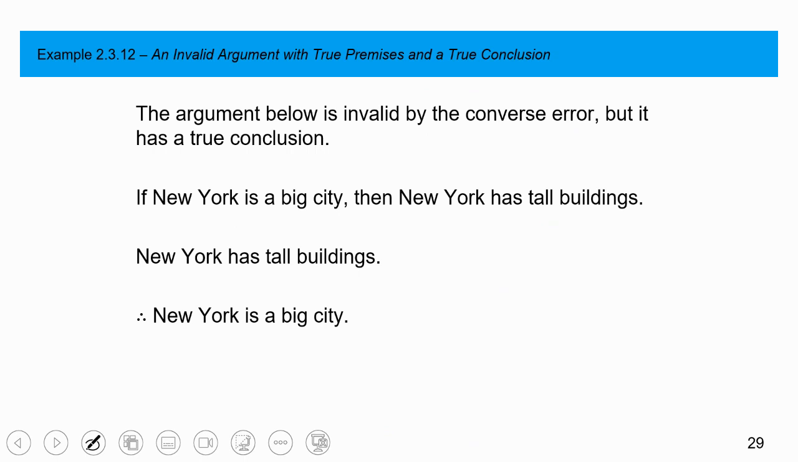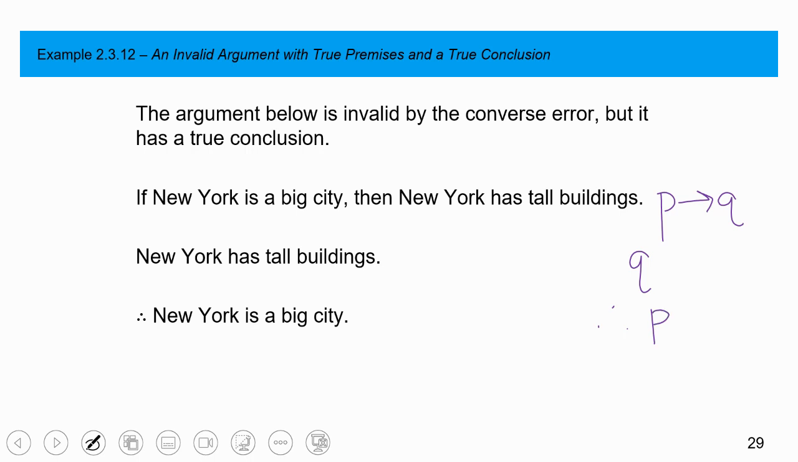The argument below is invalid by the converse error, but it actually has a true conclusion. So this is just the opposite of the previous example. Even though the statements are true, the argument form is not valid. All right. So it says if New York is a big city, then New York has tall buildings. New York has tall buildings. So we conclude that New York is a big city.